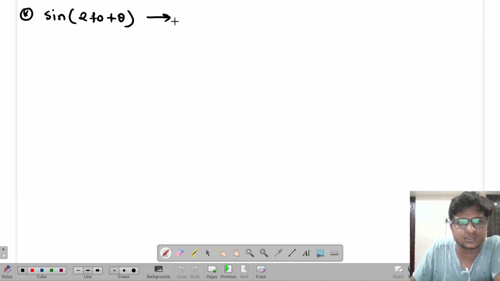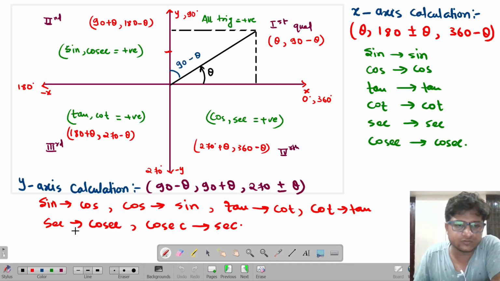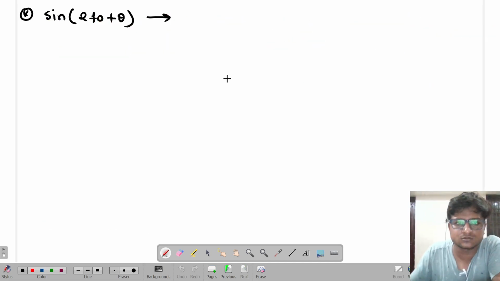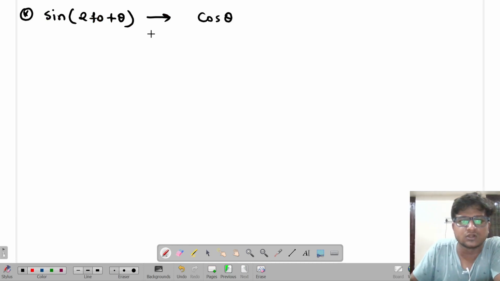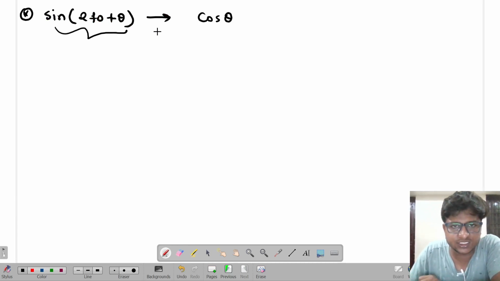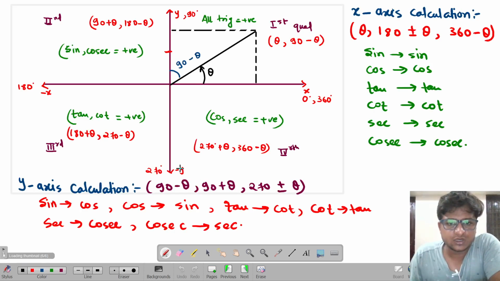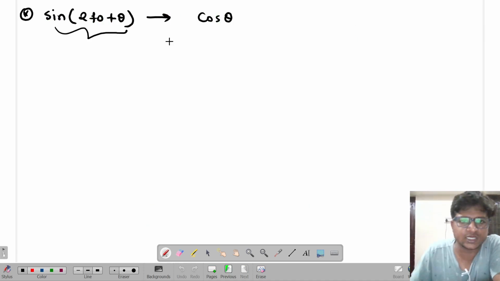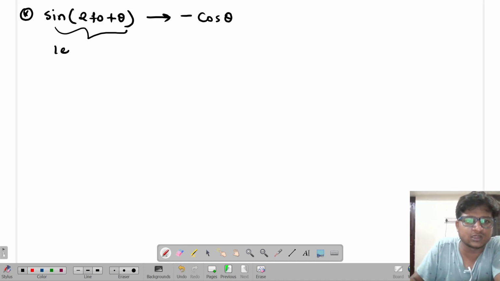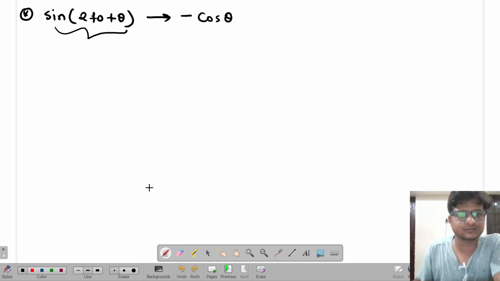So for the y-axis, what will happen? Sine will change to, simple, the answer is cos theta. Now the process is still not over. First you will follow the interchange. Then you will see in which quadrant this 270 plus theta lies. In which quadrant is it? Fourth quadrant. Does the sign remain positive here? No. So the sign changes to negative, because this quadrant rule is applied on the left-hand side. Where is it applied?